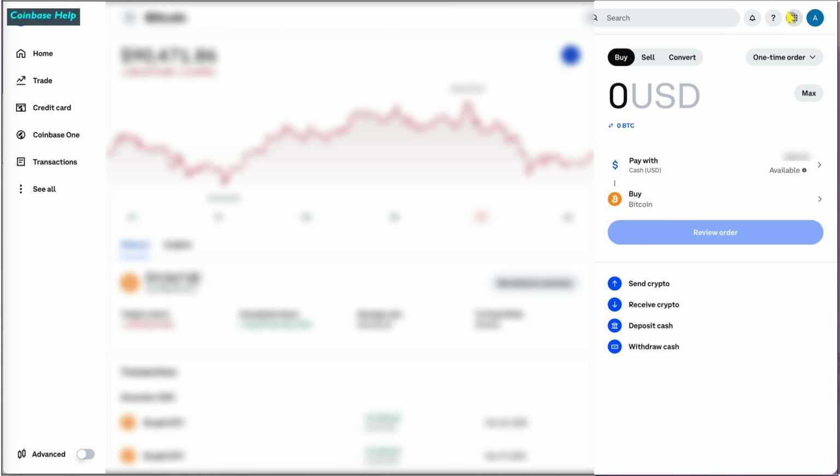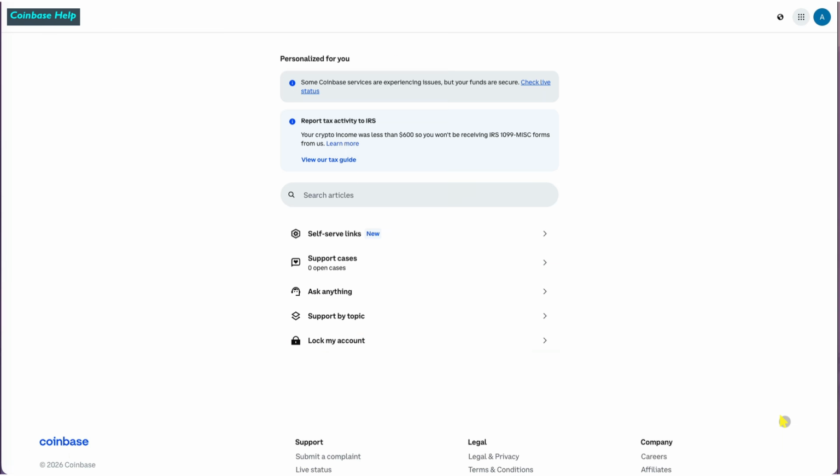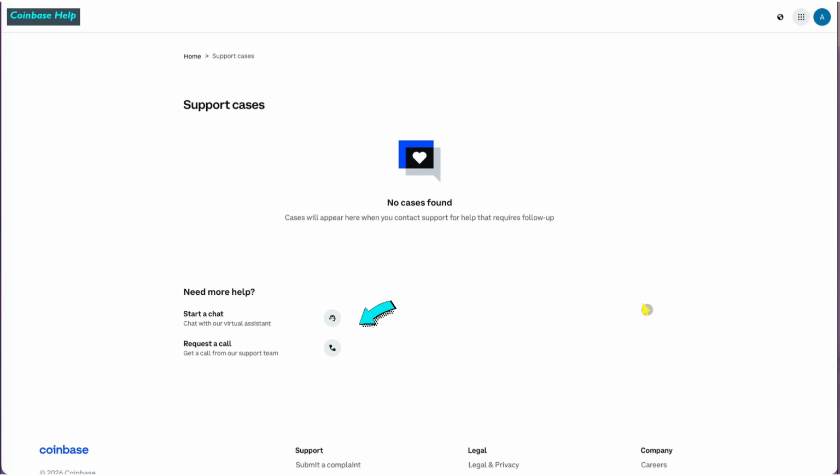The last thing you should know is how to get help in Coinbase. Select the 3x3 menu icon and scroll down to Help. If you need more support, select Support Cases to start a chat or request a call with a live representative.